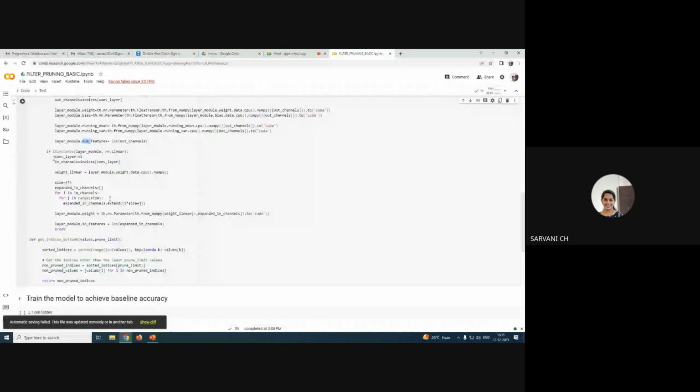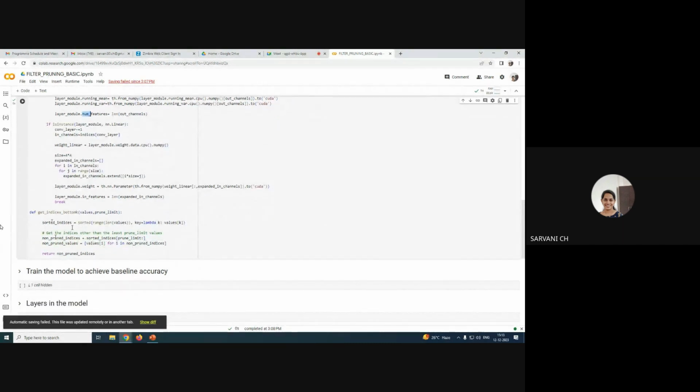And as I have explained, the fully connected layer, we are not going to prune, but the input we are getting from a convolutional layer is affected, as we are pruning a few filters from the convolutional layer. The output from the previous layer is taken by the fully connected layer, so we are adjusting the in channels of the fully connected layer. And this function will select the bottommost indices, the indices with the least L1 norm value.